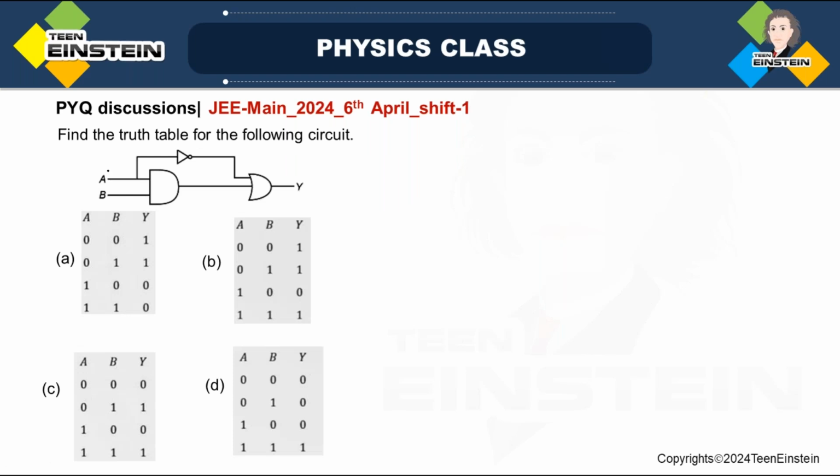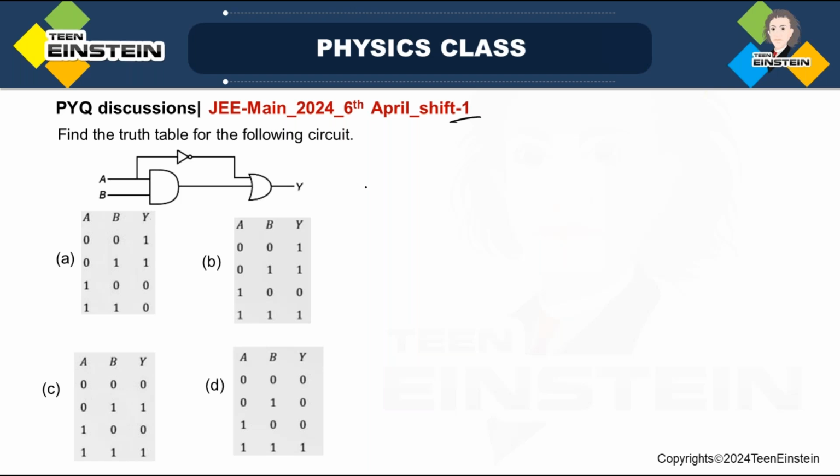Okay, now this is another question from the same shift 1 paper, and this is from the digital part of electronics and semiconductors. Find the truth table for the following circuits. There are 4 truth tables given, A, B, C, D, for the output of this circuit. Y is the output, and the inputs are A, B in each truth table. So you have to find the correct truth table for this particular boolean gate, or the circuit of the gate.